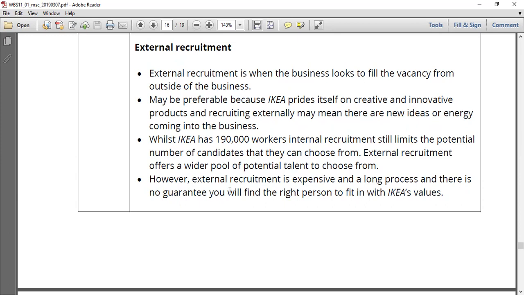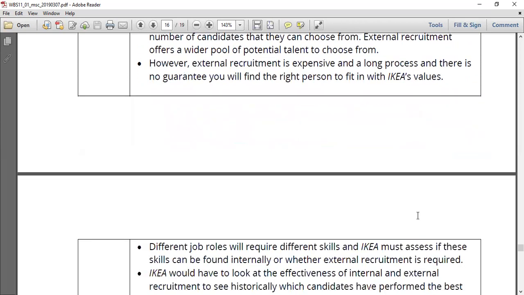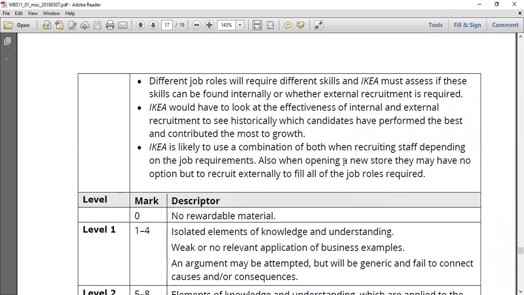Look at the disadvantage. However, external recruitment is an expensive and long process, and there is no guarantee you will find the right person to fit with IKEA's values. It's expensive, a long process, and they can't guarantee that you will find the right person. Moreover, different job roles will require different skills. And IKEA must assess whether these skills can be found internally or whether external recruitment is required. IKEA would have to look at the effectiveness of external recruitment to see historically which candidates have performed the best and contributed to the most growth.